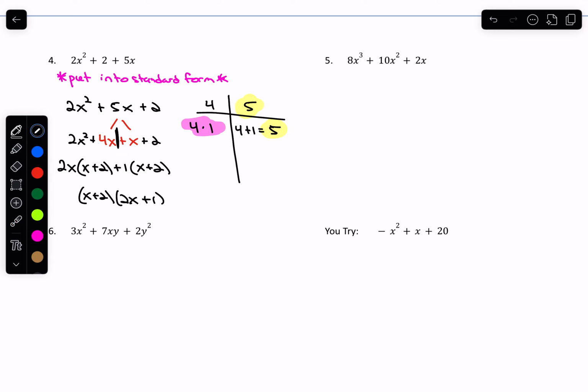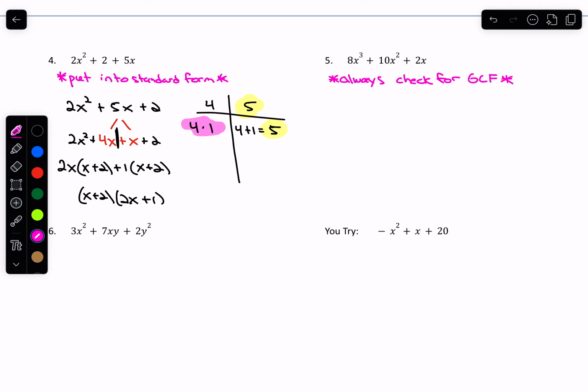All right, number 5. In this one, it looks like it's in standard form already, because it is, but one rule that we need to remember is whenever we're factoring, we always want to check for a GCF first. So I'm going to write always check for GCF.